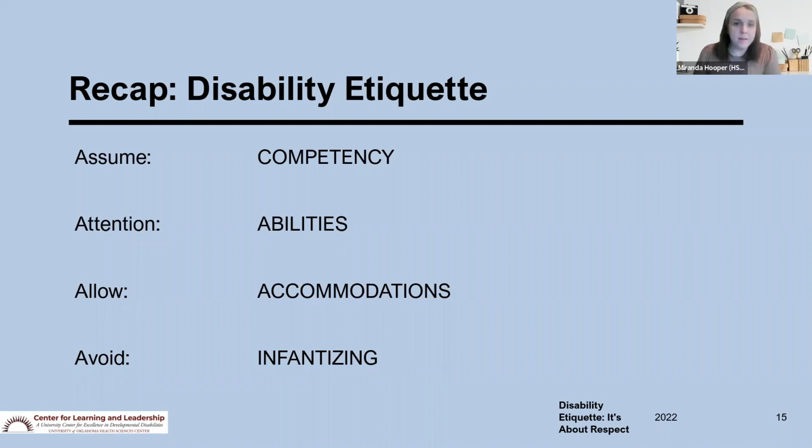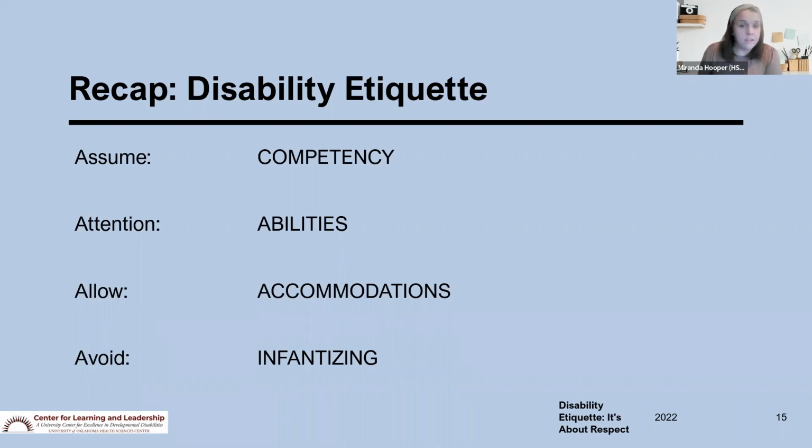So to recap, we're saying this over and over again because it just is coming down to respect. We're going to assume competency. We're going to start off assuming everybody in the room that we're interacting with deserves the same level of respect and etiquette that we would extend to anybody, whether or not they have a disability. We're going to pay attention to the abilities of somebody, not the disability.